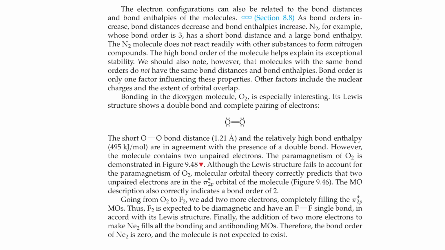Going from oxygen to fluorine, we add two more electrons, completely filling the pi star 2p molecular orbitals. Thus, F2 is expected to be diatomic and have a fluorine-fluorine single bond in accordance with its Lewis structure. Finally, the addition of two more electrons to make Ne2 fills all the bonding and antibonding molecular orbitals. Therefore, the bond order of Ne2 is 0, and the molecule is not expected to exist.